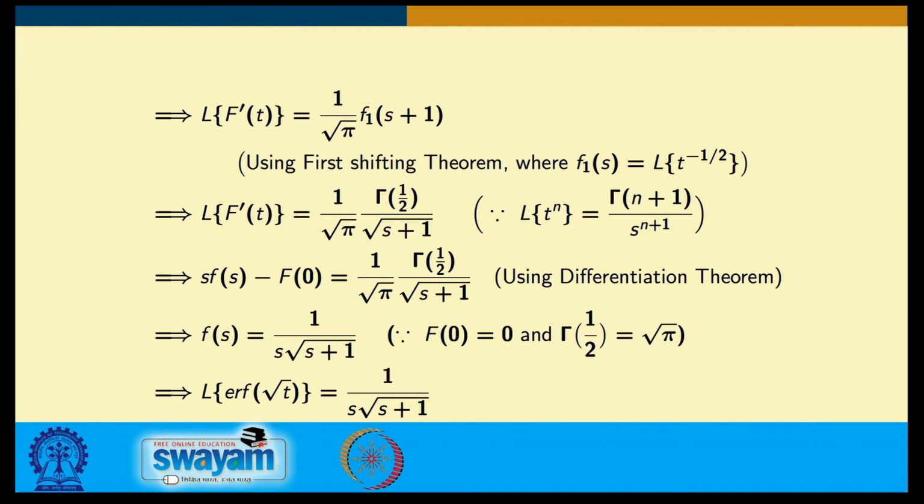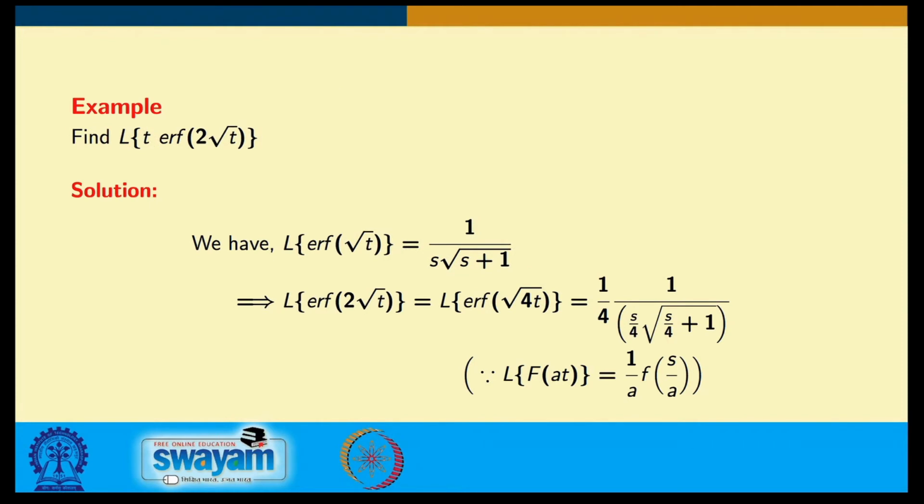From here, I am finding the Laplace transform of t to the power minus half, and then I am getting F(s) is 1 by s into root over s plus 1, since f(0) is also 0 and gamma half is root pi. So the Laplace transform of erf of root t is 1 by s into root over s plus 1. Now, let us see quickly the Laplace transform of erf of 2 root t.